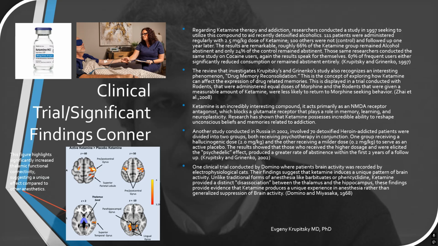Unlike traditional forms of anesthesia like barbiturates or phencyclidine, ketamine provided a distinct dissociation between the thalamus and the hippocampus. These findings provide evidence that ketamine produces a unique experience in anesthesia rather than generalized suppression of brain activity.